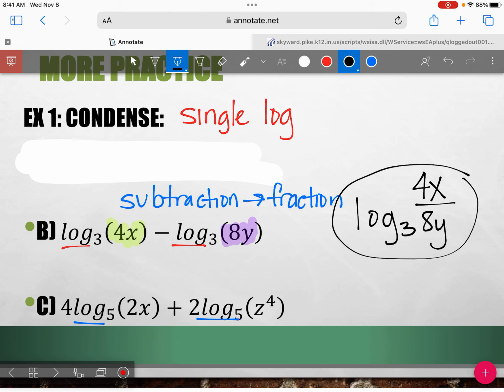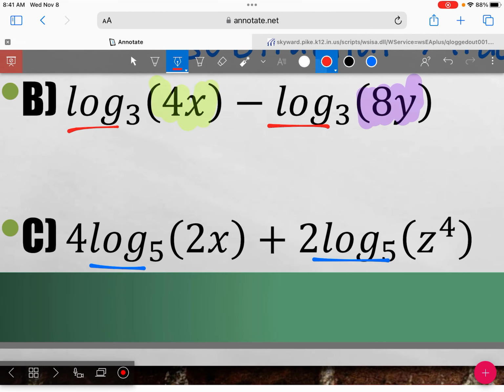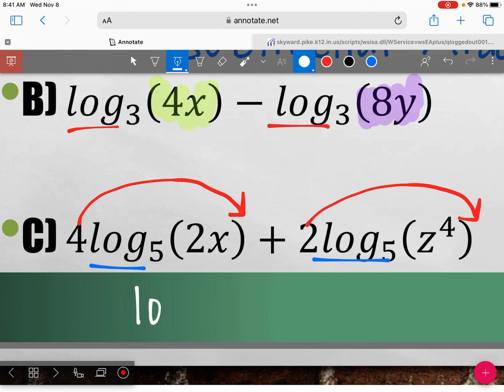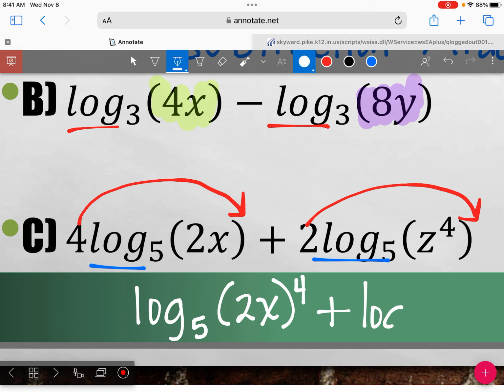Now, question C actually has two properties. We have addition, which means we're going to condense it down to what? Multiplication, but we also have an exponent. So do you see how anytime there's a number in front of a log, that means that that's an exponent. So first step we're going to do is move these exponents into the correct position. So that would become the log base 5 of 2x to the power of 4 plus the log base 5 of z to the 4th, squared.